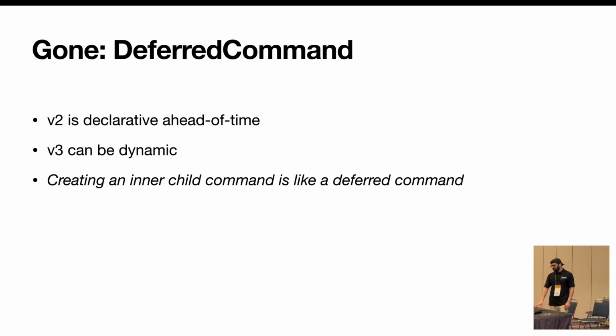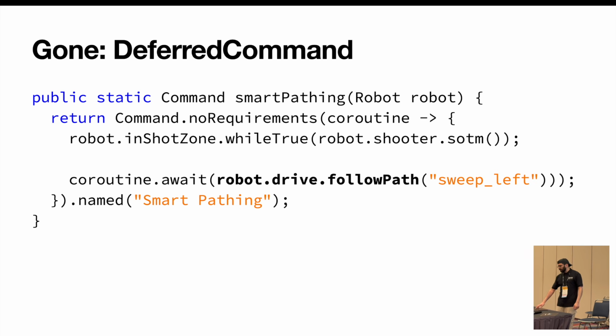So deferred command is also gone, because V2 is declared ahead of time and doesn't have that kind of dynamic runtime stuff that you can do inside the execute methods of commands. You have to have deferred commands so you can have that kind of dynamic behavior at runtime. V3 can be dynamic, that's the whole point. You have the whole function that runs at runtime. So in V3, creating an inner child command is like a deferred command.